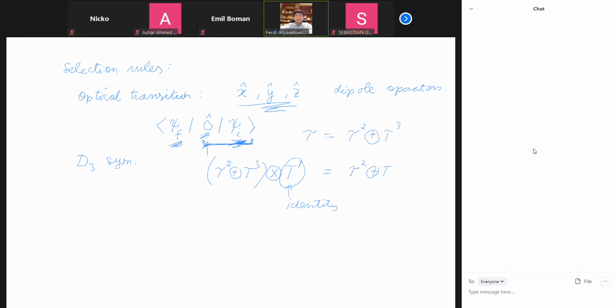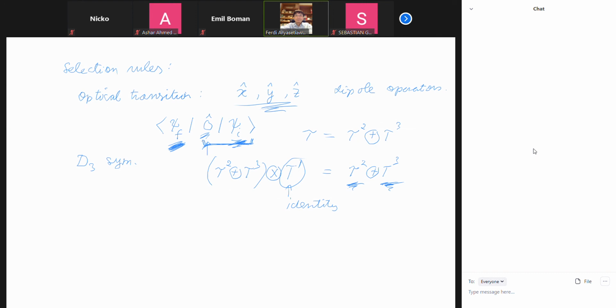Yes. So this tells us that the final states, psi f, must transform according to one of these representations, either according to T2 or T3. So if the function does not transform according to any of these representations, then this matrix element will be 0. So it's kind of nice because we don't have to do anything. We just look at the symmetry, and then that tells us which matrix elements are 0 or not.